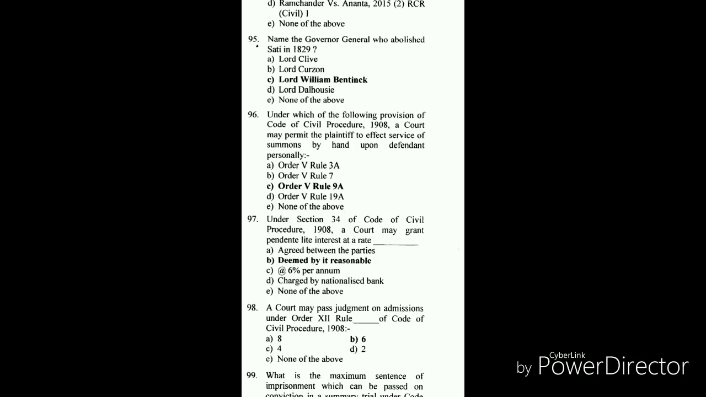Order 5 Rule 9A is under which of the following provisions of the Code of Civil Procedure 1908: a court may permit the plaintiff to effect service of a summons by hand upon the defendant. If I say, it is known as a Dasti summons, very popularly known as the Dasti summons. Now the question number 97, under section 34, deemed by it reasonable. Under section 34 of the 1908 Code, the court may grant pendente lite interest as deemed by it reasonable.